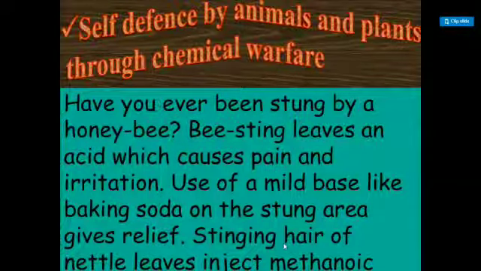Self-defense by animals and plants through chemical warfare. Have you ever been stung by a honeybee? A bee sting leaves an acid which causes pain and irritation. Use of a mild base like baking soda on the stung area gives relief. Stinging hair of nettle leaves injects methanoic acid.